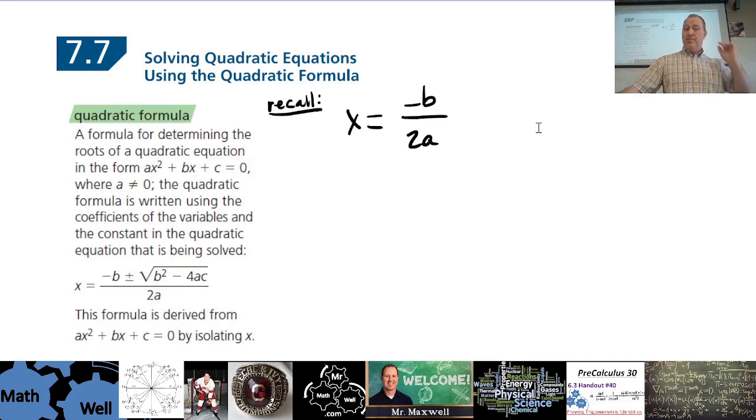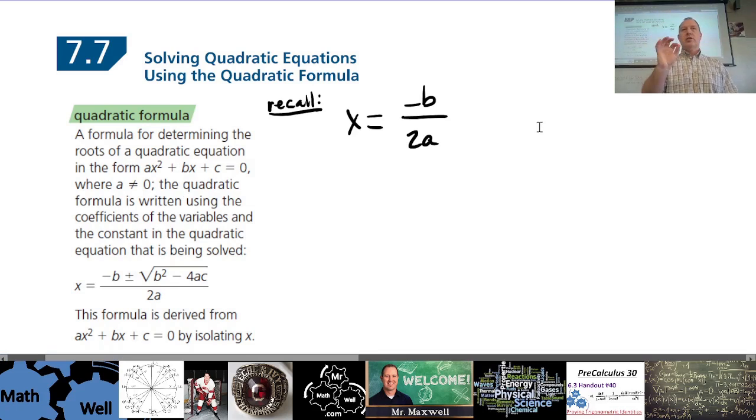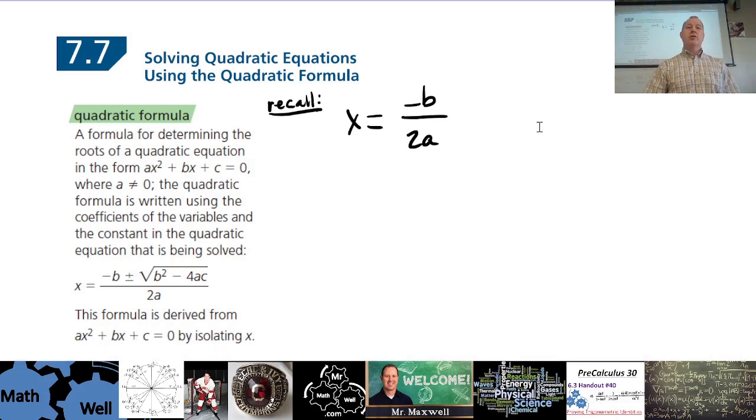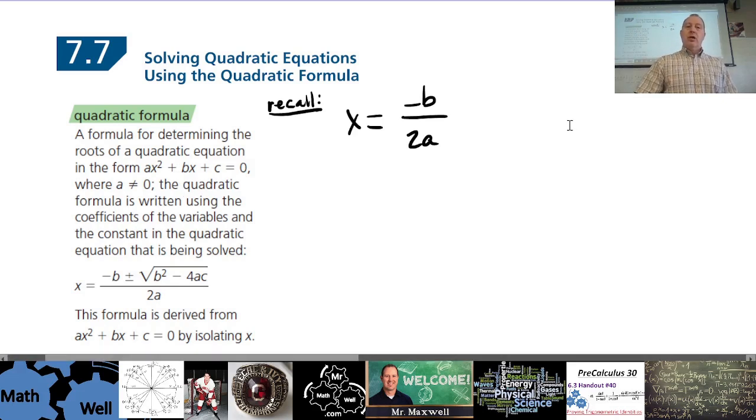Very important formula. And of course, we've been talking about quadratic equations and parabolas. This is going to help us find solutions to quadratic equations, or the roots or the x-intercepts of quadratic functions that we're going to graph. So the quadratic formula, let me just read a little bit about this, and then I'll explain how this works. The quadratic formula is a formula for determining the roots, like I said, of a quadratic equation, so the solutions.